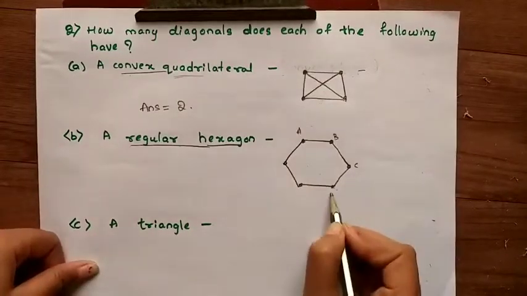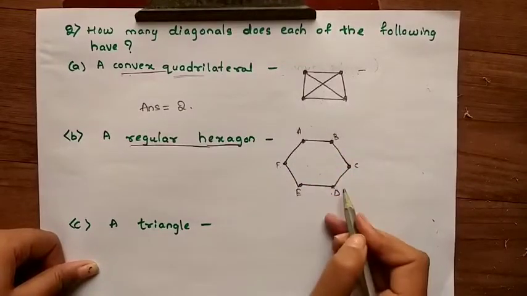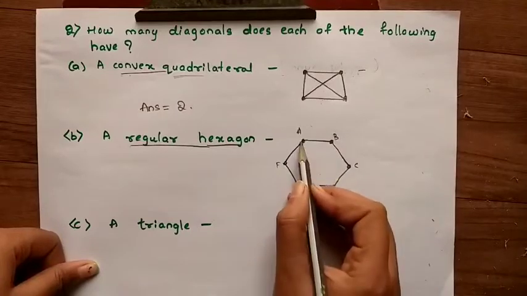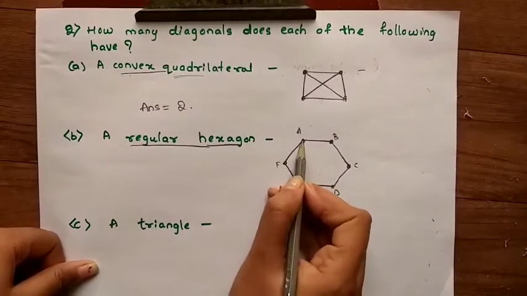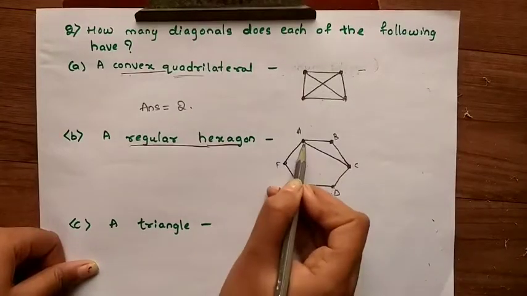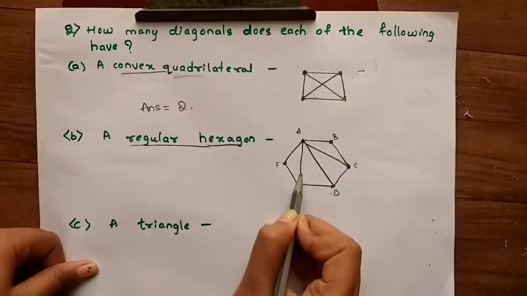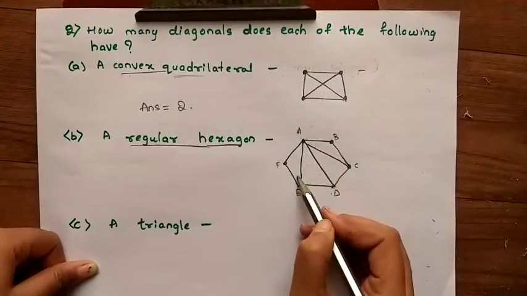This is C, D, E, F. Okay, I labeled this figure. The non-adjacent vertices of A are C, D, E. Then join A to C, A to D, and A to E. From the vertex A, here we drew the 3 diagonals.